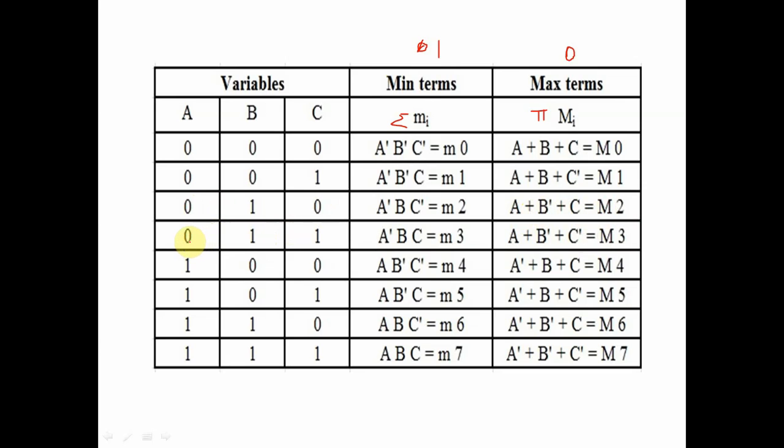Now A, B bar, C bar. Now A bar, B, C. Now A bar, B, C bar. A 0 term is nothing but present term. In max term, a 0 term is nothing but present term and 1 is nothing but bar term. Here A bar, B bar, C, and all these terms are complements, because these two terms are opposite to each other.